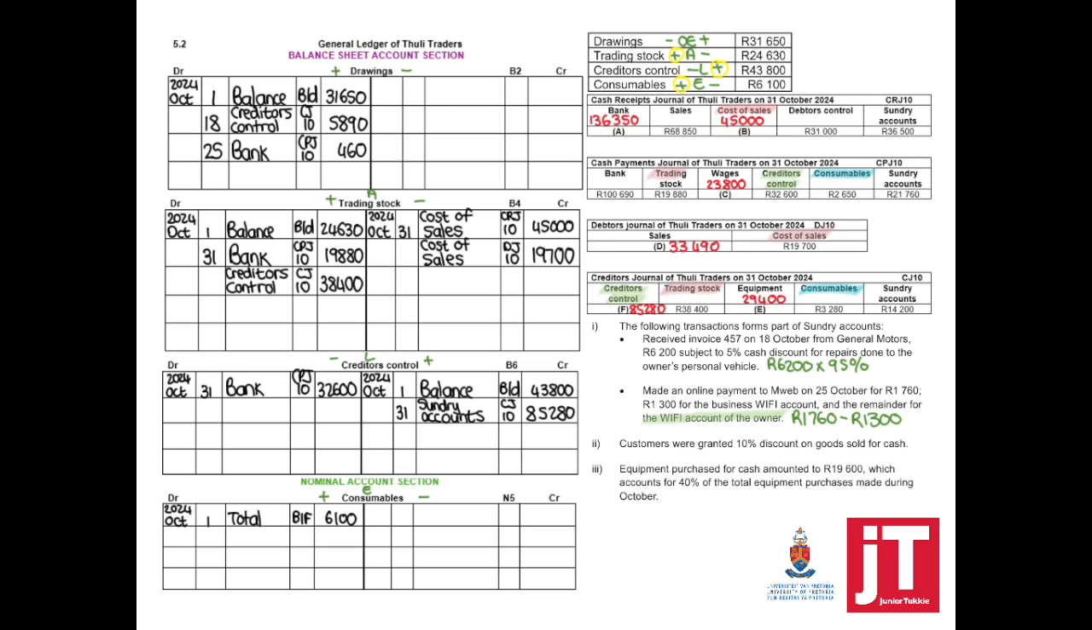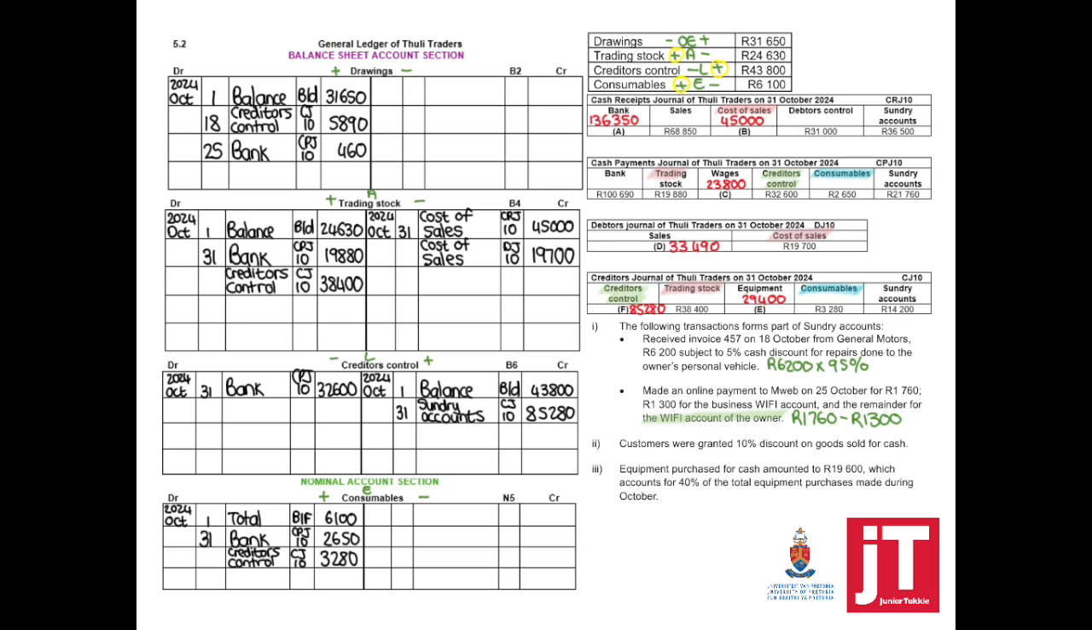So from the cash payment journal, if we bought consumables, our expense will increase. My details is bank with 2,650. From the creditors journal, our expense will increase with 3,280. My details, creditors control.